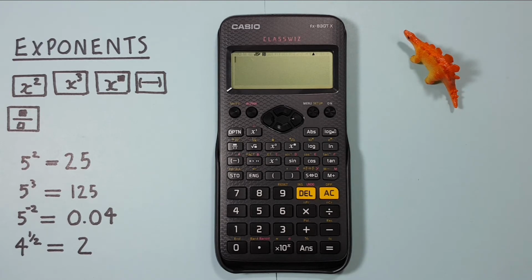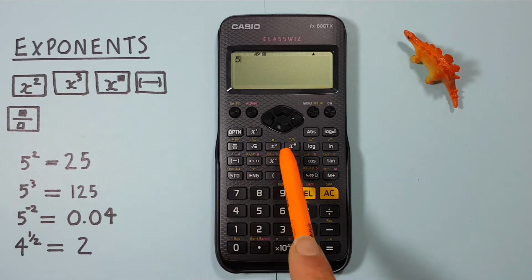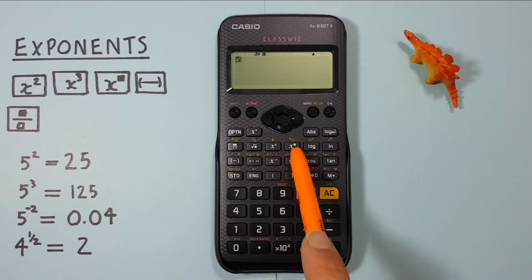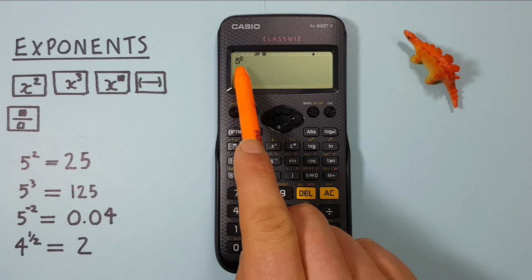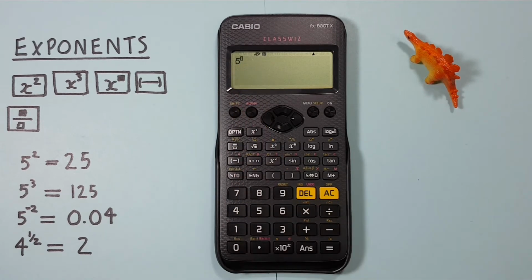Well, that's nice and easy, but what if we have an exponent that isn't a cube or a square? Like, for example, 5 to the power of negative 2. Well, to solve this, again, we start with our 5 on the screen. Then we want to use this x to the power of key. That's the one with the box in the exponent position. So we press that, and we see we now have a box in the exponent position on our screen.